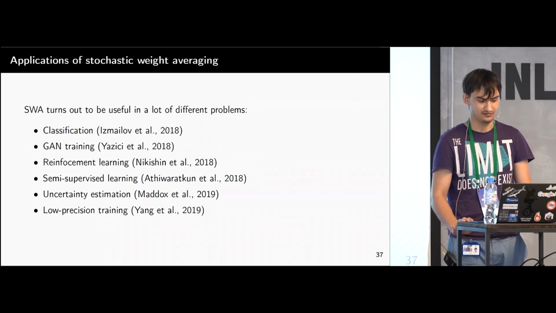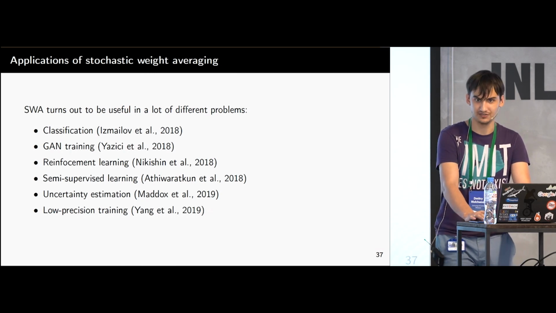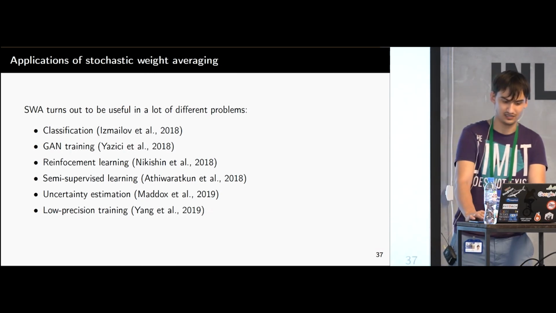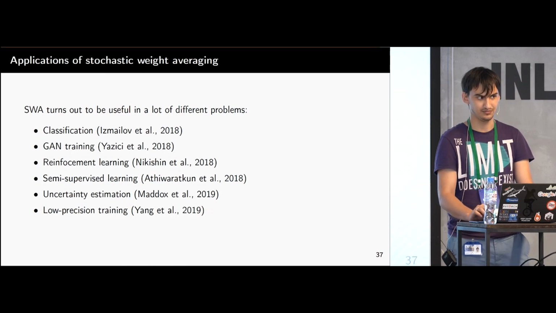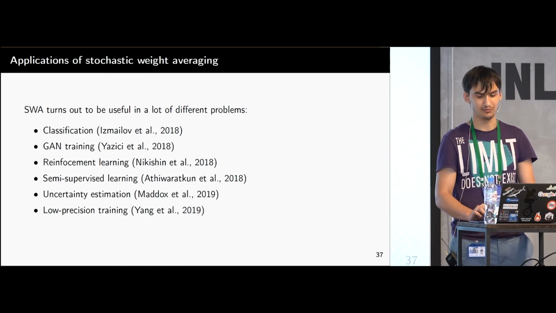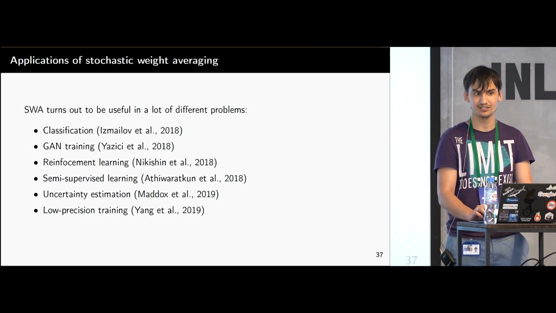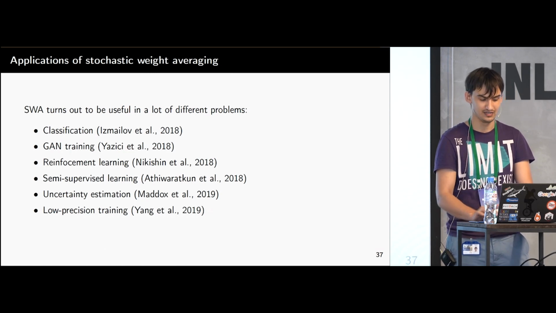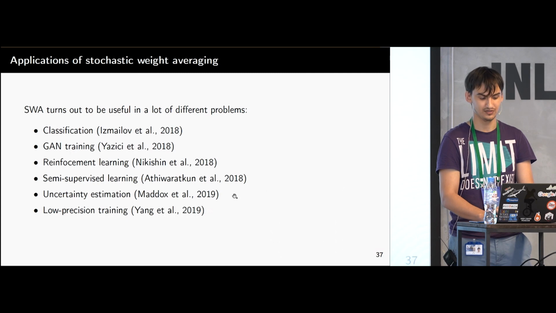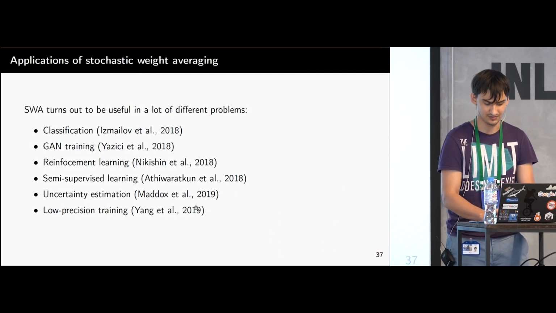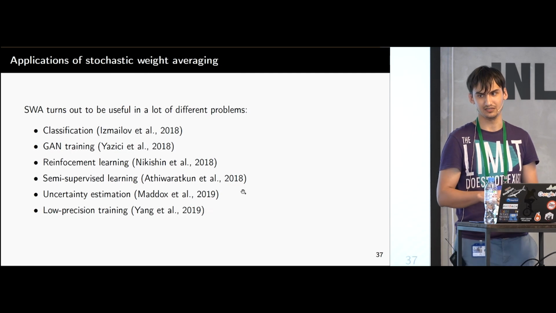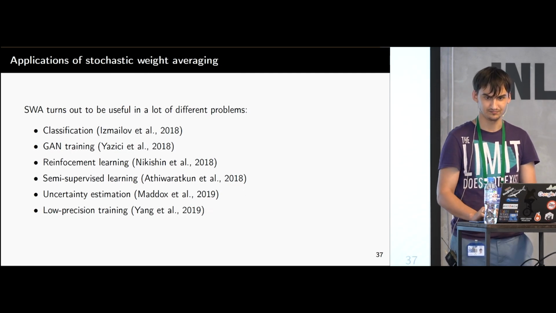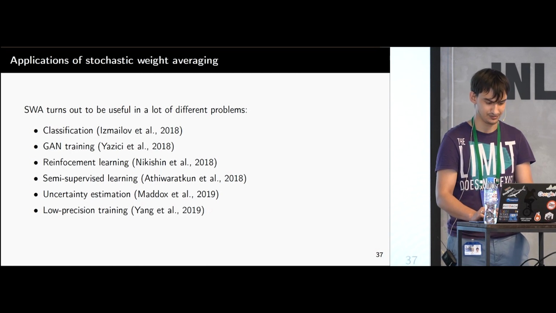I've only told you about the application to classification, but it is actually useful in many other fields. For example, in generative adversarial networks, you usually use some kind of averaging for your generator so that it stops oscillating around one point. It helps improve stability in reinforcement learning. It helps to provide better consistency in semi-supervised learning. It can be rigged to perform some uncertainty estimation. So in this paper, they take this SWA point and then also construct a Gaussian approximation to the posterior, which is centered at this point.